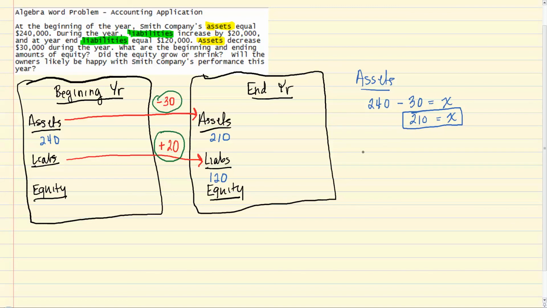Now, for liabilities, our unknown is what the beginning of the year was. So that's going to be x plus 20, because we know that the liabilities increased by 20 right here, and we know at year end it's going to be 120. To solve this, we subtract 20 from each side, and then the 20s cancel. X equals 100, and that's our liabilities at the beginning of the year.